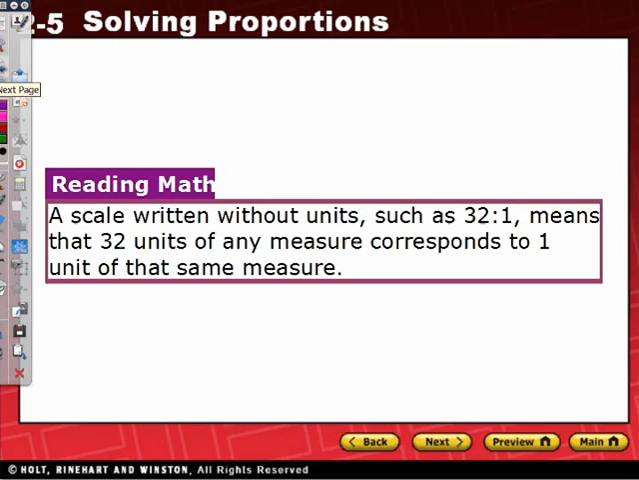Anytime that you see scale written without units, it just means that they have the same units, and it could be anything. So like in this example, 32 to 1: 32 feet is to 1 foot, 32 inches is to 1 inch. It doesn't matter. They're the same units on both.